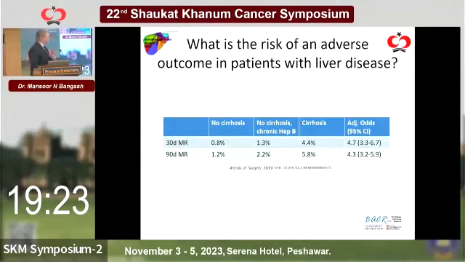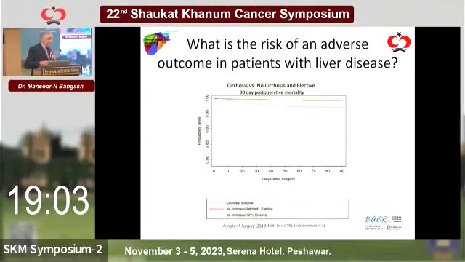So just looking at the data, this comes from a paper looking at roughly 8,500 cirrhotic patients from the United States. And if you compare the group with no cirrhosis to the group with cirrhosis, the odds of death are increased by roughly 4 to 5 times, depending on whether you look at post-op mortality at 30 days or 90 days. So that's shown here on this graph.